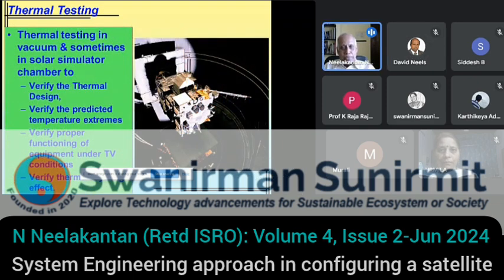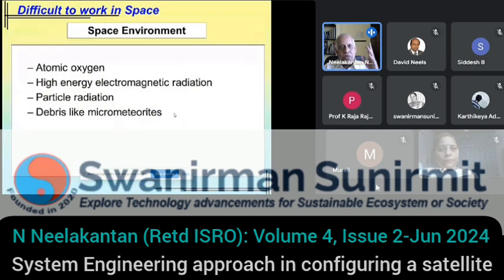So thermal testing is done on the Earth to simulate the worst-case thermal environment in space and to validate the thermal design before launching. Verify the thermal design, verify the predicted temperature extremes, verify proper functioning of the equipment under thermal vacuum conditions, and also verify the total thermal environment effects on the various subsystems.